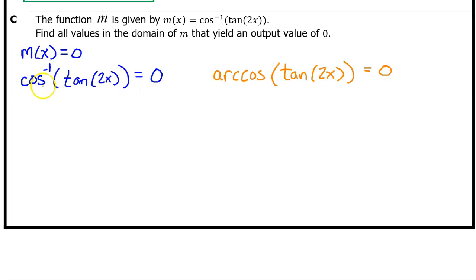By the way, cosine with a -1 superscript means the exact same thing as arc cosine written this way. So whenever I see this, I'm going to just say arc cosine, and it means the exact same thing as this. If you're more comfortable with arc cosine written this way, it's okay to go ahead and replace cosine with a -1 superscript with this expression instead.